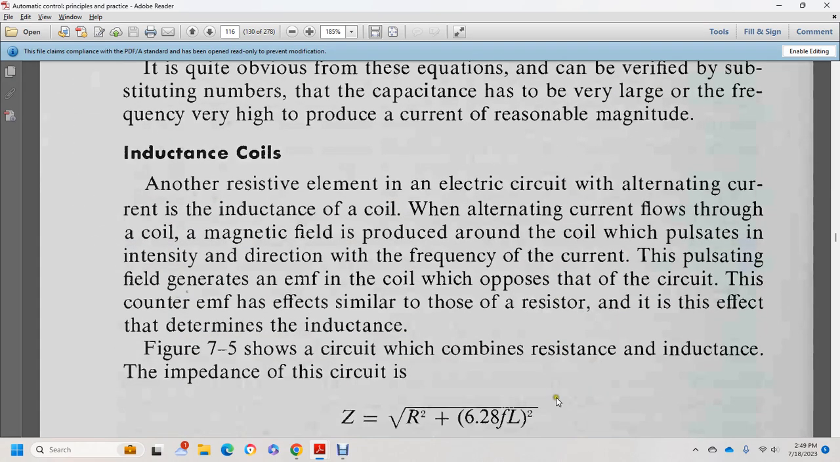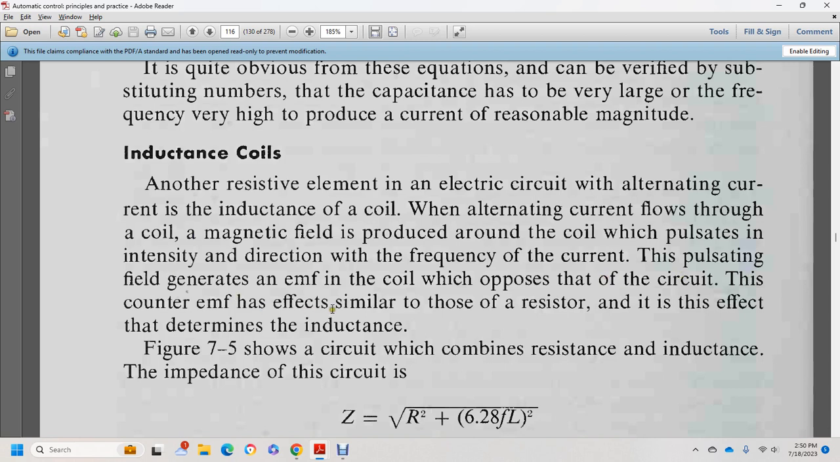Inductance coils. Another element in an electrical circuit with alternating current is the coil. When alternating current flows through the coil, a magnetic field is produced around the coil, pulsating in intensity and direction with the frequency of the current. The field generates an EMF in the coil which opposes the current in the circuit.